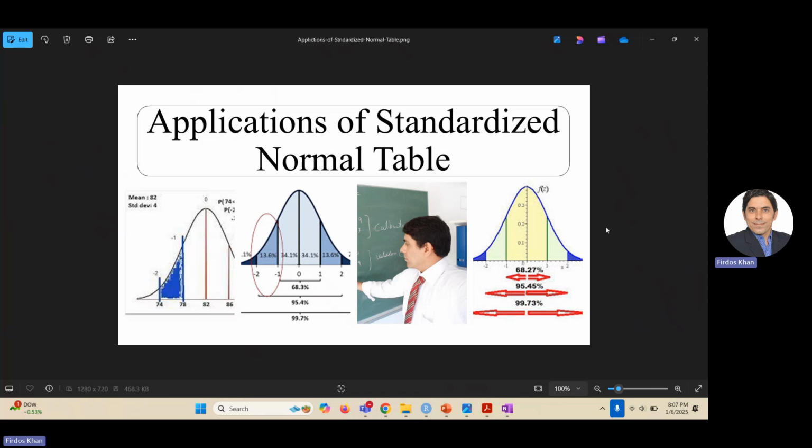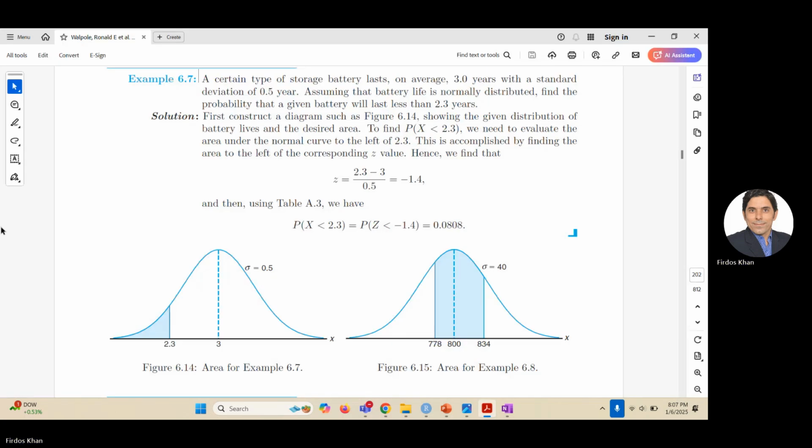For this purpose, we need a problem in which we are asked to find some probabilities. So let's go to an example like this. Let a certain type of storage battery last on average 3 years with a standard deviation of 0.5 years. Of course, this is the average battery life, maybe the data is for some years. So three years is the average battery life, and the standard deviation is 0.5 year.